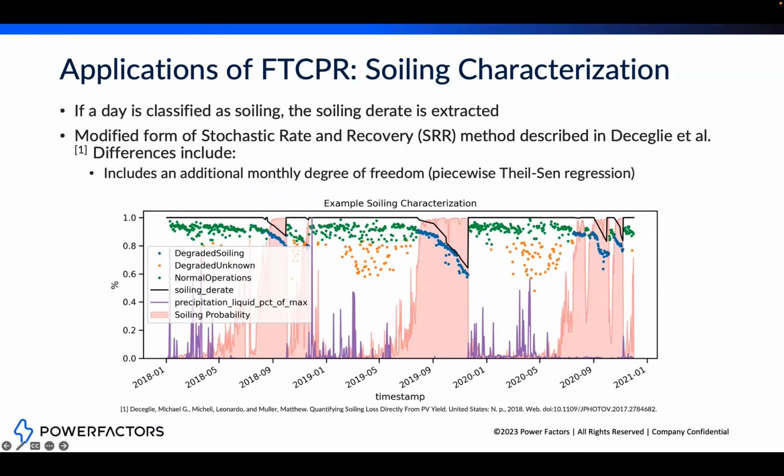So once we're on the classifier, we can then take the classified days of soiling and characterize the shape of the FTCPR for soiling derate. This is based on the stochastic rate and recovery method previously described in the paper by DeSegli et al. The main difference is we use an additional monthly degree of freedom to help characterize changes in the soiling rate over time. The plot below shows several years of historical FTCPR with normal operation days in green and soiling in blue. So soiling intervals are then fit for the estimated soiling rate.